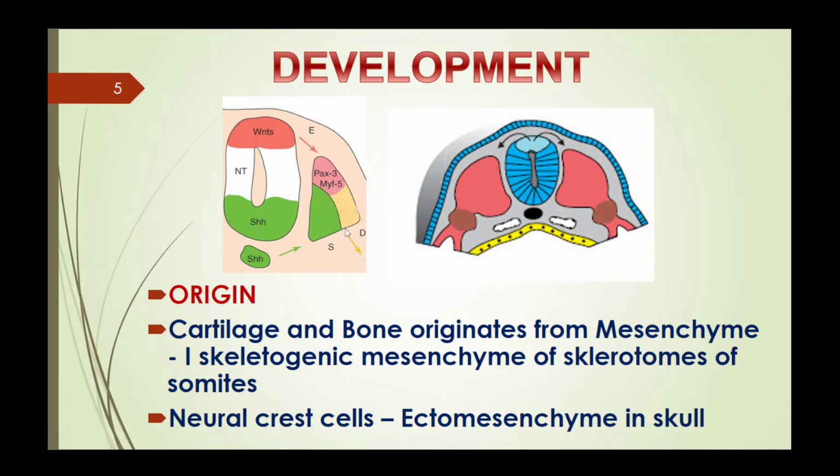This green area is named the sclerotomes. Sclerotomes give rise to skeletogenic mesenchyme, which forms the skeleton. Primarily it will be hyaline cartilage, like a model of the future skeleton. After time, it will be replaced by definitive compact bone.